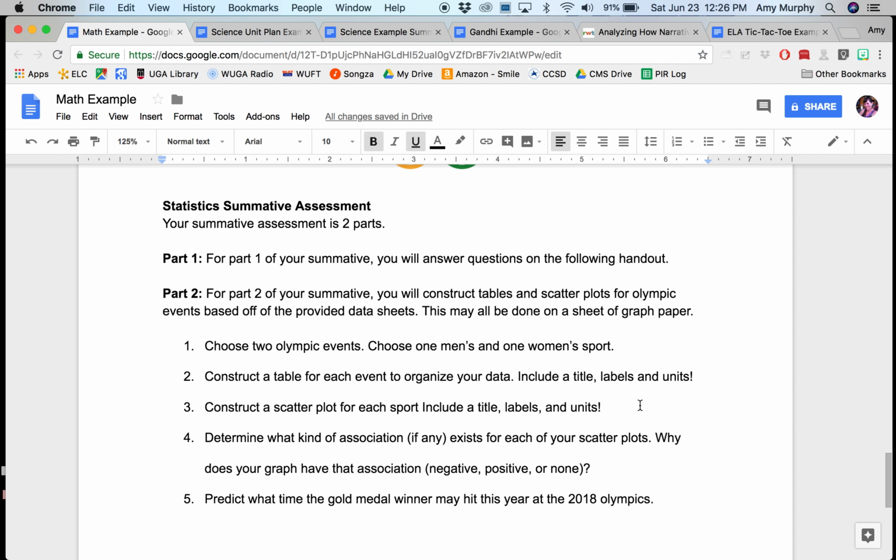They constructed a scatter plot, again, for each of the sports, that's going to show us the relationship between the variables they were looking at. Then they had to, this is assessing their understanding, determine what kind of association exists for their scatter plots and why your graph has that association. And then predict what time the gold medal winner may hit at the Olympics that year.